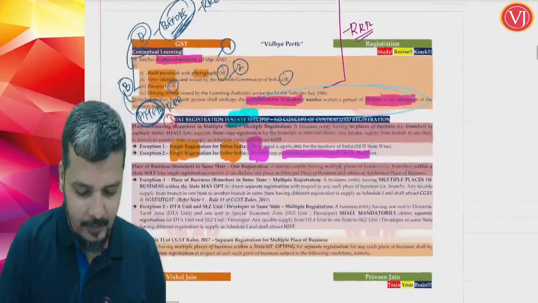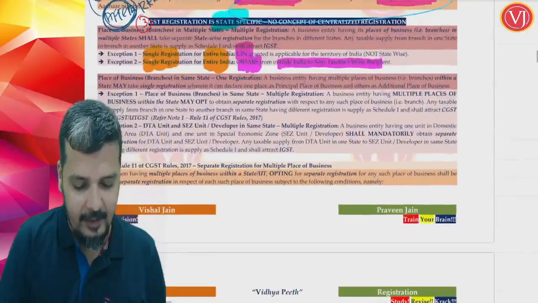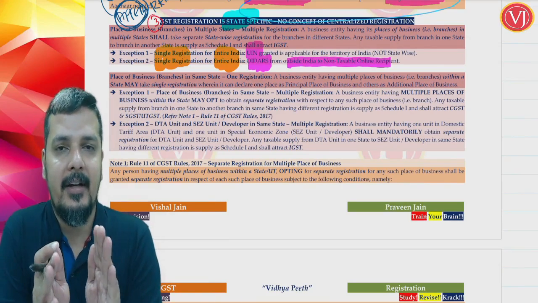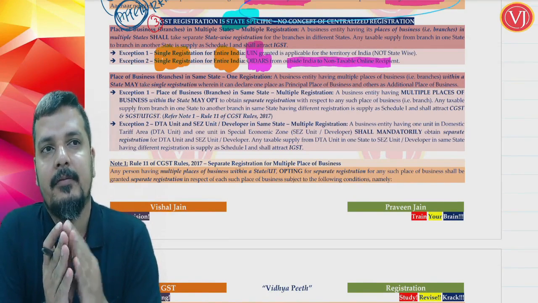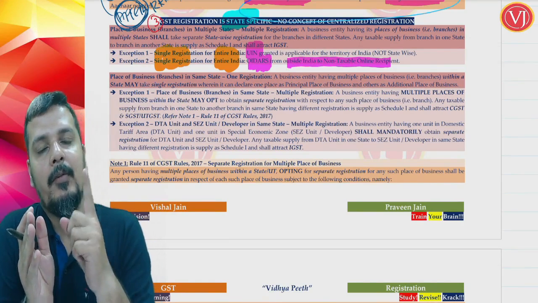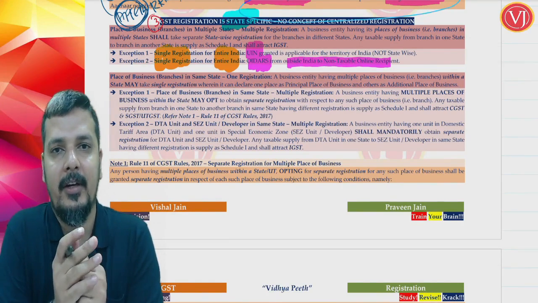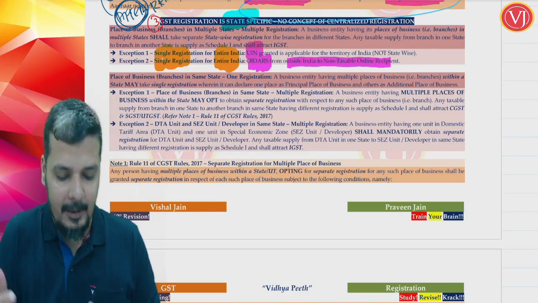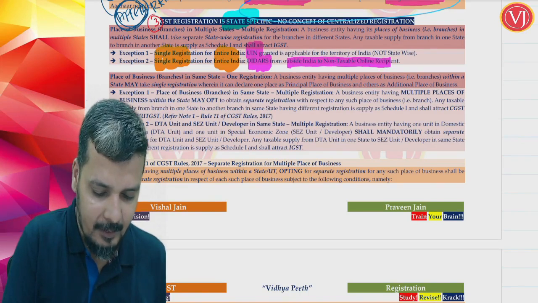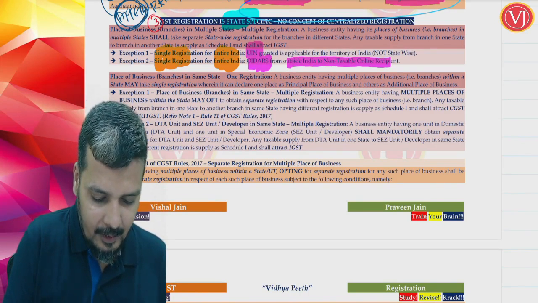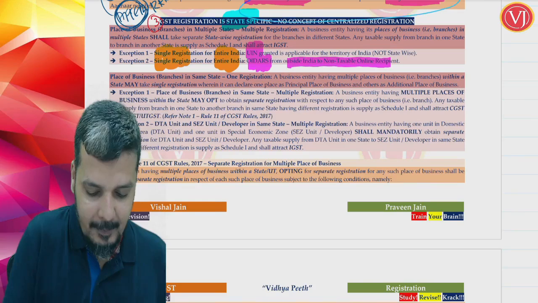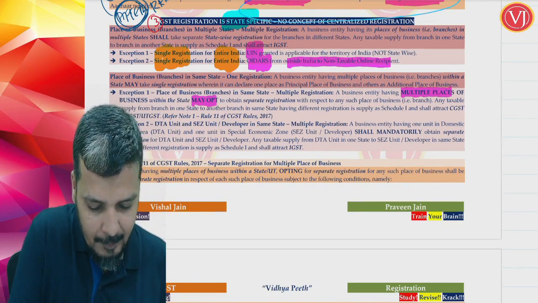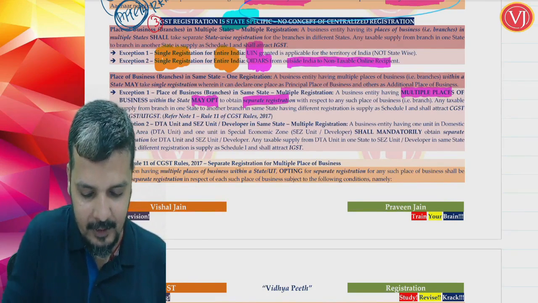Now, there is one more exception. Can you have multiple registrations within one state? See, the first aspect is the normal understanding: one state, one registration. For entire India, one registration is possible only for two cases, UIN and OIDARS from outside India. Now we are talking about the reverse exception. Within a state, can I have multiple registrations? Yes. If you have multiple branches, multiple places of business within the same state, you may optionally take separate registration for each of the branches.